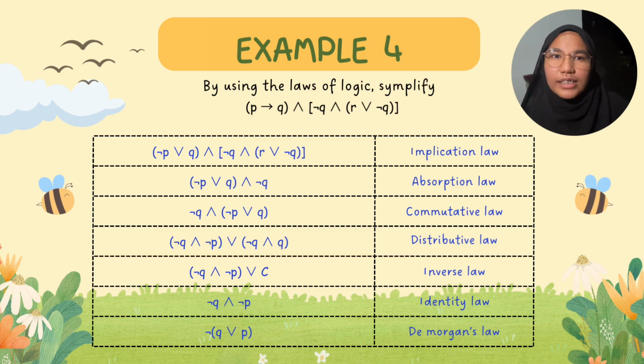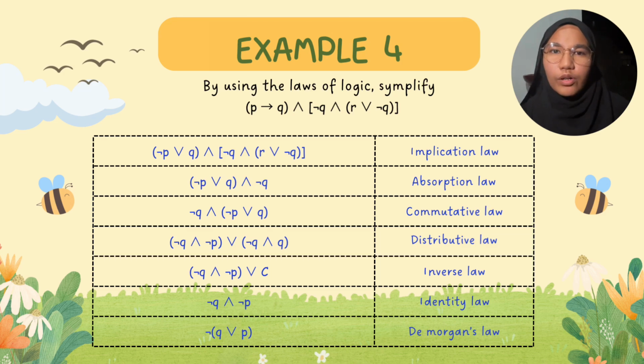Next, we simplify the inner part, (not Q) and (R or not Q), using the absorption law. According to this law, not Q and (R or not Q) simplifies to not Q. Substituting this back, the expression becomes (not P or Q) and not Q.